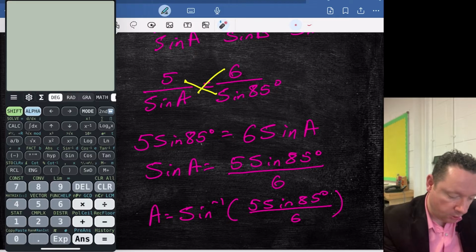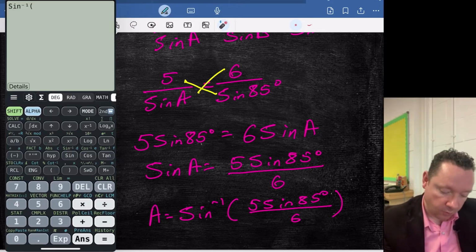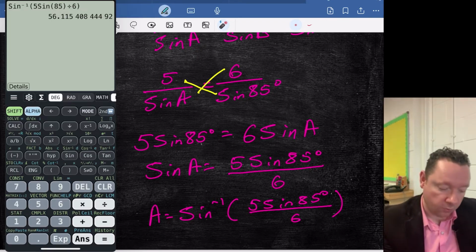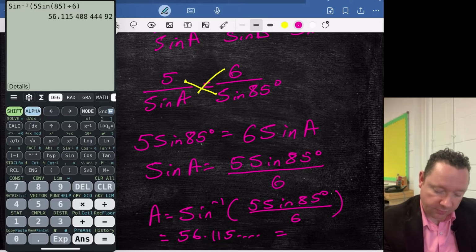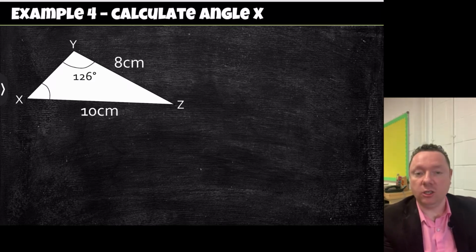So I press shift, usually up in the top corner, then sine, and that gives you the inverse sine, sine minus 1. And I'm doing 5 times sine 85, close the brackets for the angle, divided by 6. Close the brackets for the whole sum, press equals, and it says 56.115, and that's an angle. 56.115, or to a reasonable rounding, 56.1 would be fine, degrees. And we're done there.